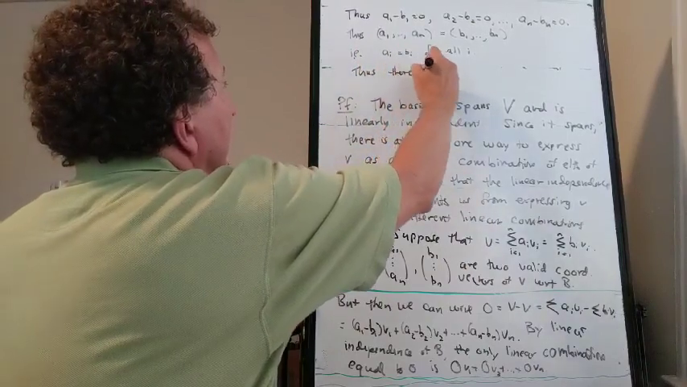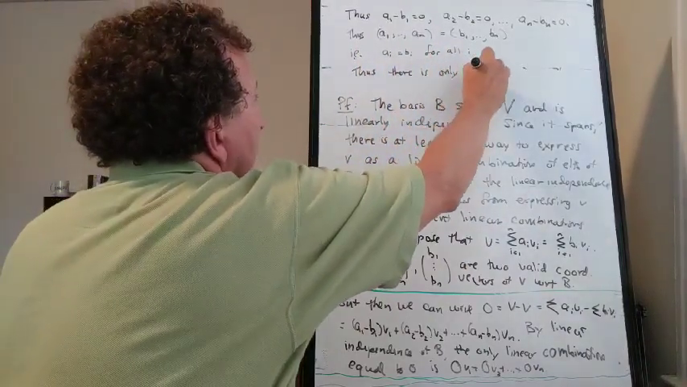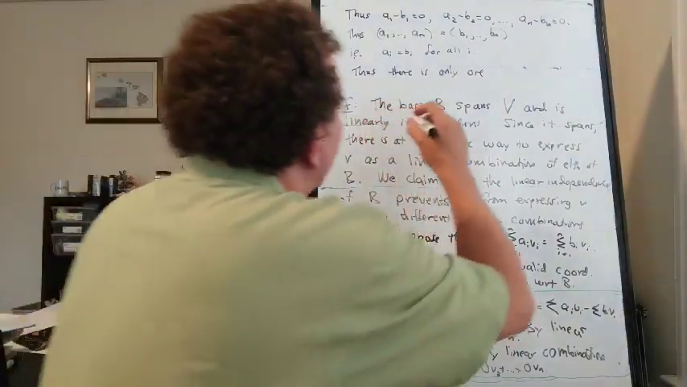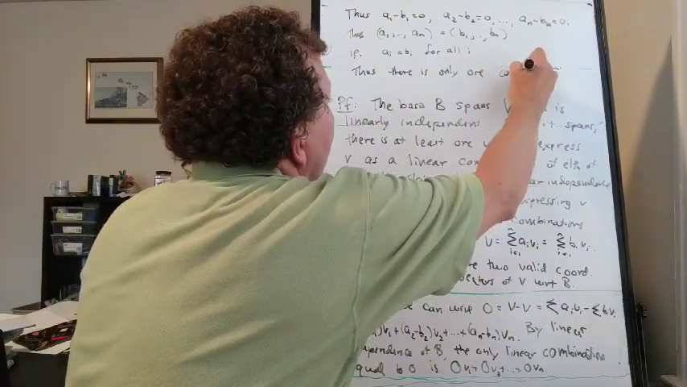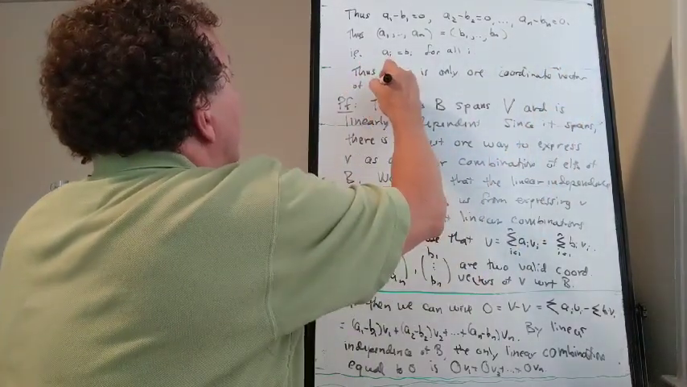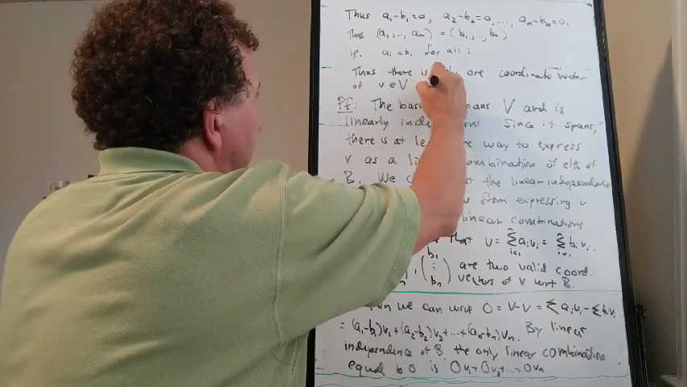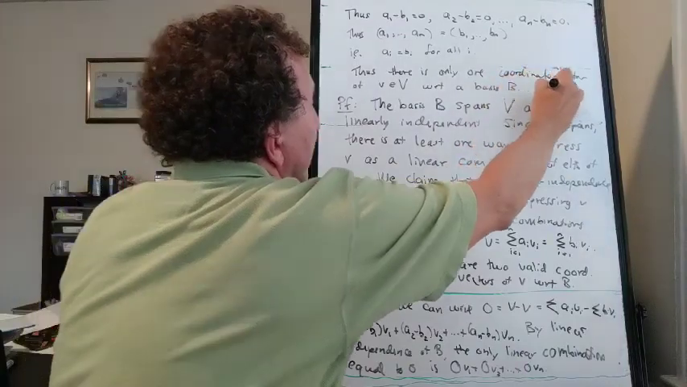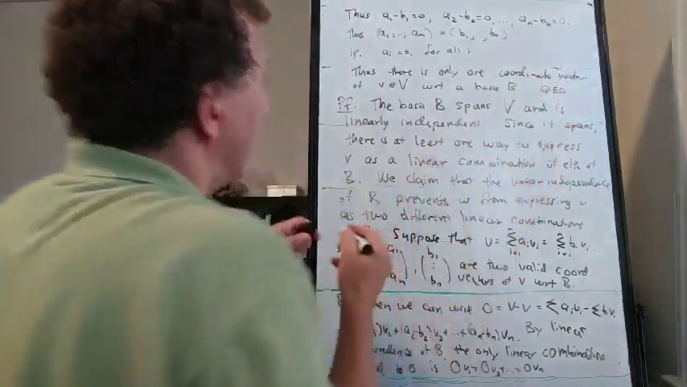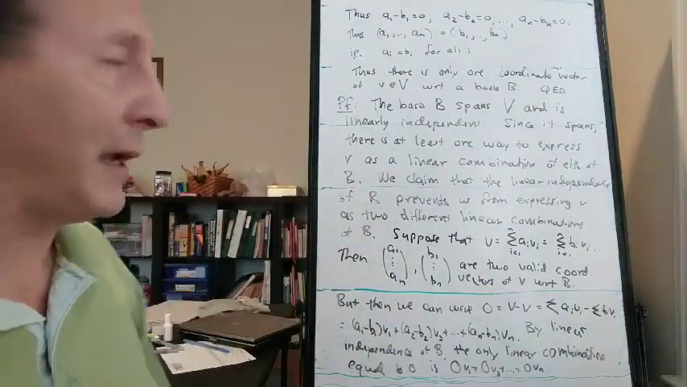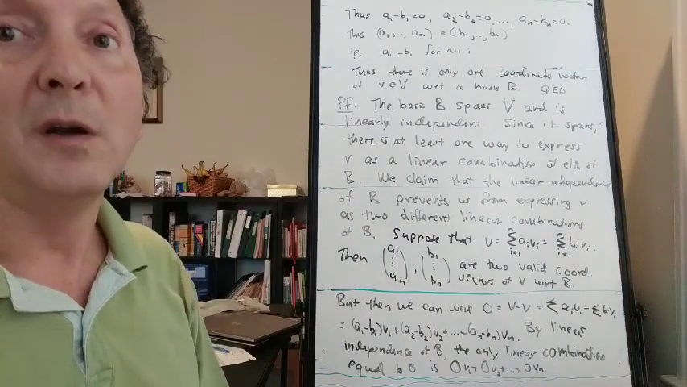So that means that there is only one. We proved that there's at least one. If there's at least one and there's only one, then we can say that there's exactly one. So there's only one coordinate vector of an element of a vector space with respect to a basis B. Of course, if we change basis, we get a different coordinate vector with respect to the new basis. But if we're looking at one basis, then there's exactly one coordinate vector of the vector v with respect to that basis. The end.